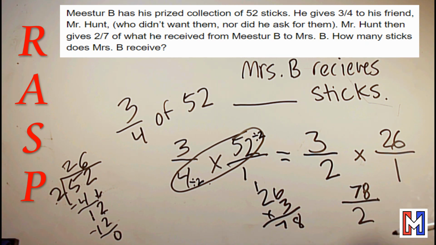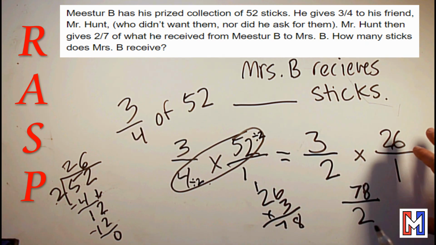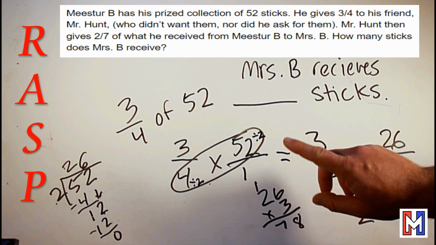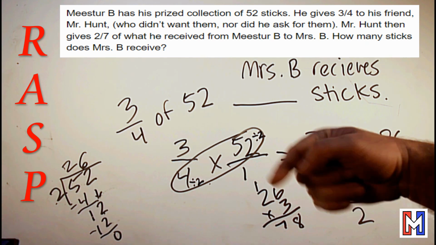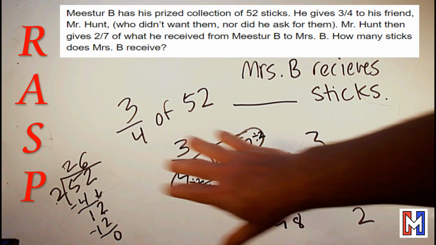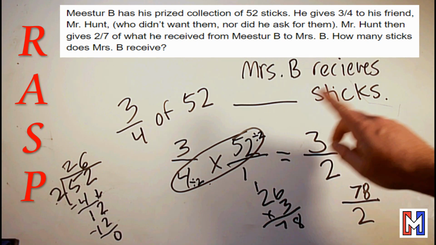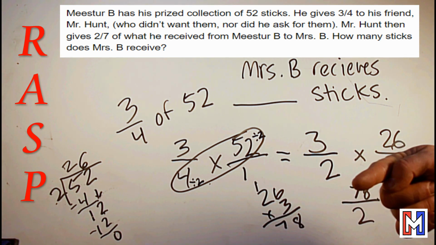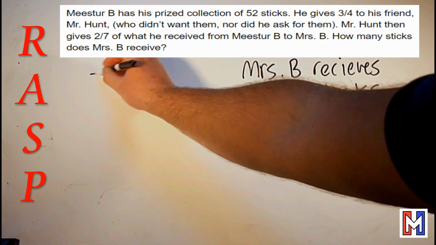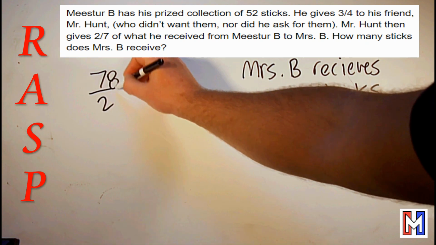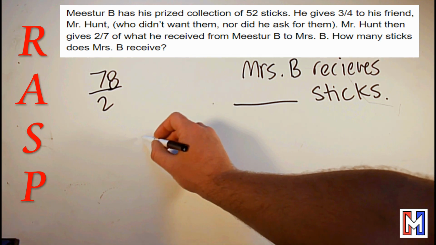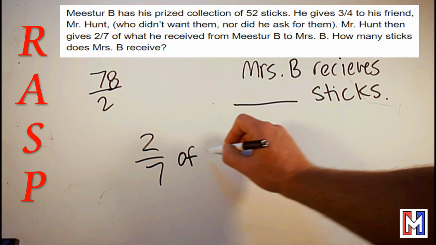All right, 78 over 2. So let's erase this stuff. All right, we got to keep our answer sentence so that we have a little bit of room. Normally you wouldn't erase it, but I only have a fixed amount of space. I don't have another whiteboard I could bring in here. So I'm going to erase this, and then we'll continue. All right, so remember 78 over 2. All right, let's get rid of this. All right, 78 over 2. And that's how many sticks Mr. Hunt got. All right, so then the next part it says he gives 2/7 of what he received.